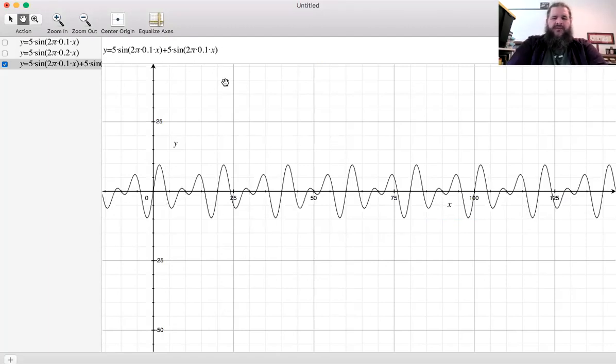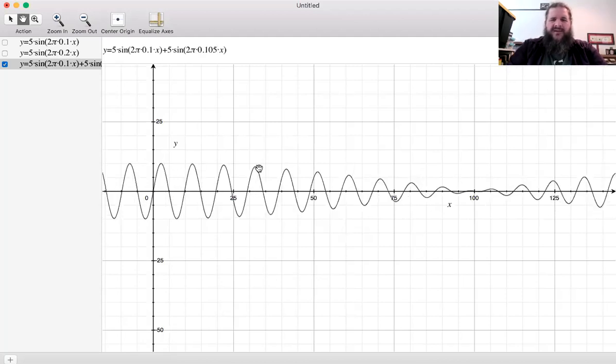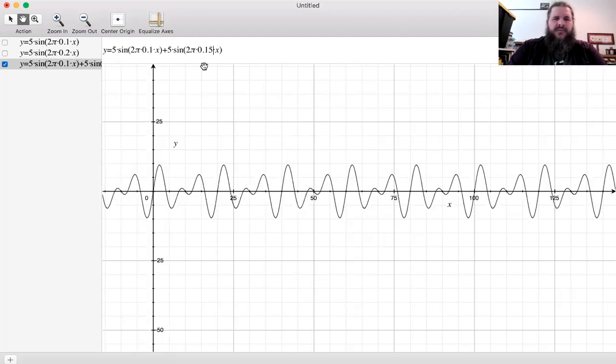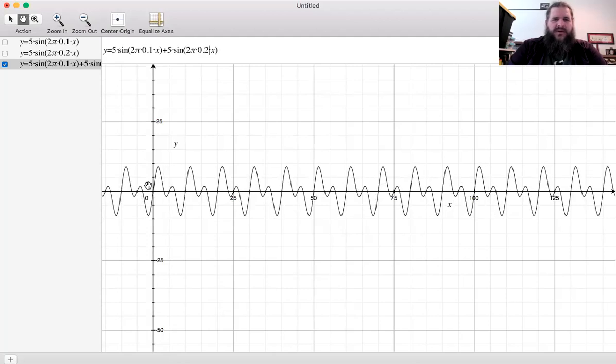Whereas if I make them further apart, let's say 0.1 and 0.105, it takes even more time for a beat to happen. So the closer the frequencies are, the further apart the beats are, the lower the beat frequency is. Whereas the more out of tune they are, like if I make these really out of tune, 0.1 and 0.2, the beats happen very quickly. You go from loud to quiet to loud to quiet to loud to quiet in a much shorter amount of time.